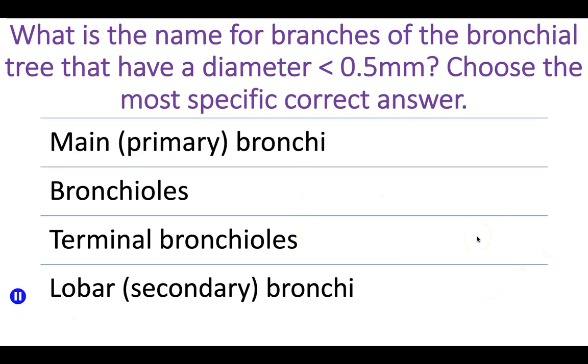Before moving on to a little bit more information about the alveoli, I'll have a question here. What is the name for the branches of the bronchial tree that have a diameter of less than half of a millimeter? Choose the most specific correct answer. Once you've done that, continue on with this video.